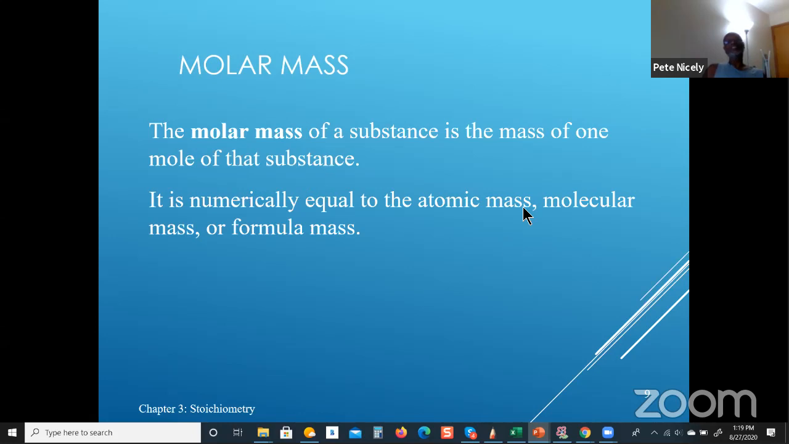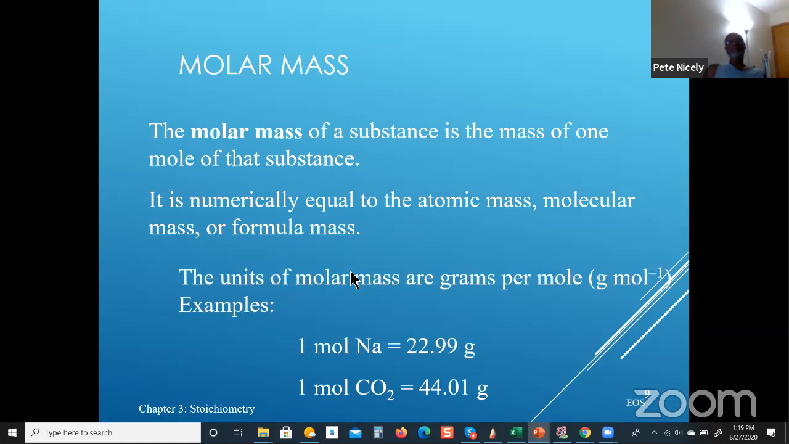And it turns out that numerically speaking, the molar mass of a substance is equal to the atomic mass if you're dealing with elements, molecular mass if you're dealing with molecules, and formula mass if you're dealing with ionic compounds. So numerically speaking, the molar mass and the atomic mass, molecular mass, or formula mass would be the same thing. The difference between them would be the units. The unit of molar mass is grams per mole, while the unit of atomic mass, molecular mass, or formula mass would be AMU.